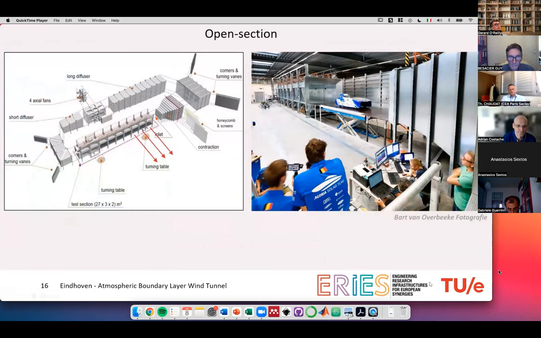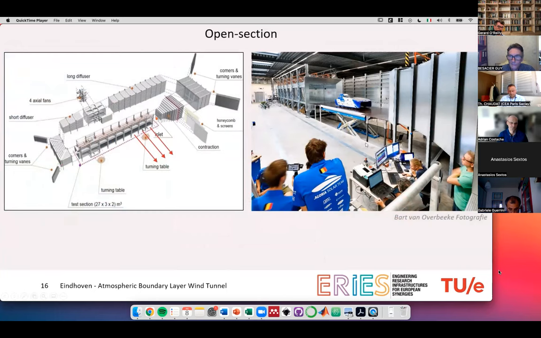Another key characteristic of our wind tunnel is that this 27 meter long test section consists out of 9 individual modules. So each window here is basically one module, and those modules are really movable, at least the first 3. And you can see on the picture here on the right that the first 3 modules were moved out. So they were moved over the pitch and are then stored at this position where the picture was taken from.